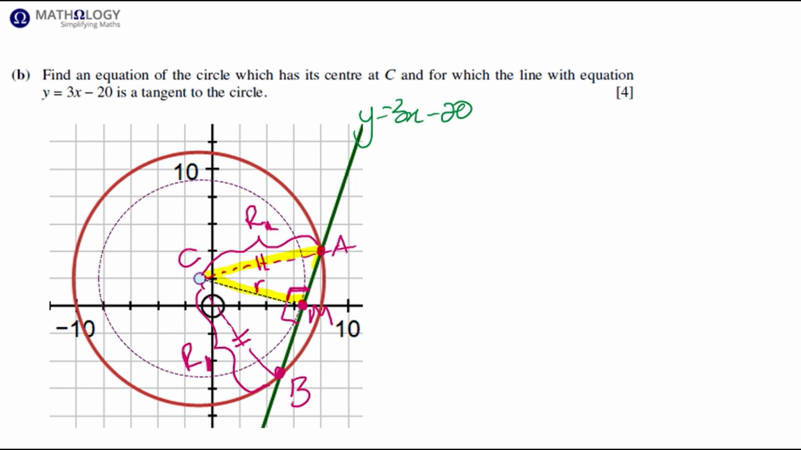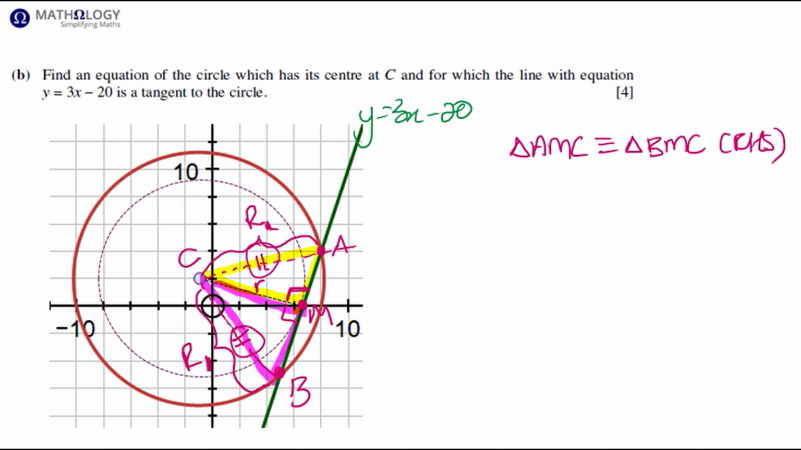We've got triangle AMC and triangle BMC. And we can clearly see we've got two sides, AC equals CB. We have equal angles here because we've got right angles here. And CM is a common side. So we've got a side, a right angle, and the hypotenuse. So triangle AMC is congruent to triangle BMC, right angle, hypotenuse, side. So in other words, we know that AM equals MB.